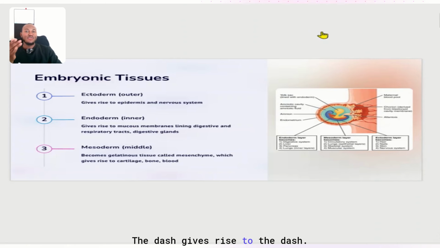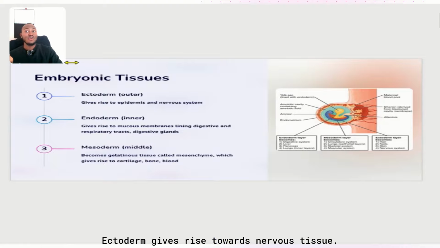The dash gives rise to the dash. Let me give you options. Mesoderm gives rise to digestive glands. Is it true? Endoderm gives rise to muscular system and skeletal system. Is it true? Ectoderm gives birth to nervous system and epidermis. Endoderm gives rise to mesoderm. Mesoderm gives rise to endoderm. The answer is ectoderm. Ectoderm gives rise to what? Nervous tissue and epidermis. Remember, you need to know which.